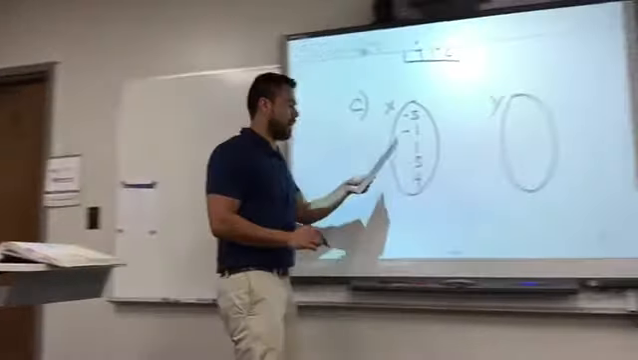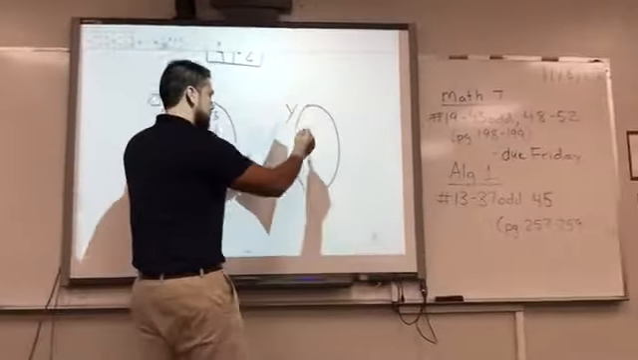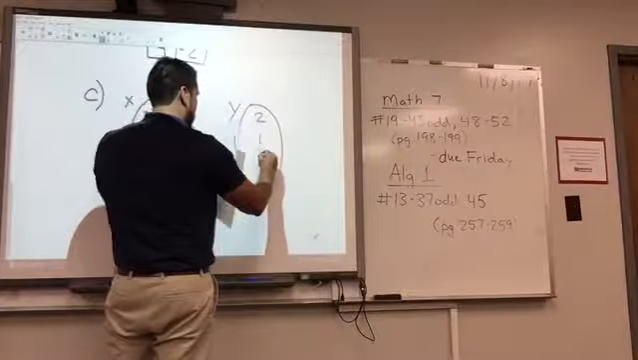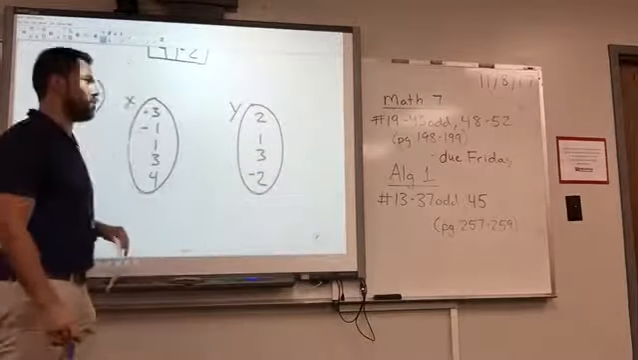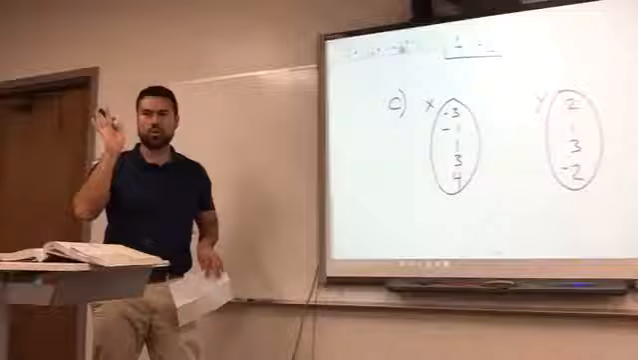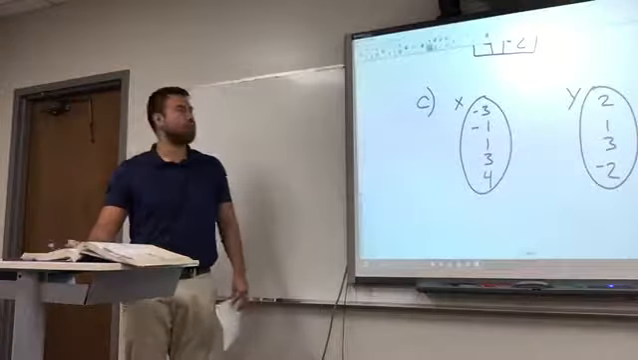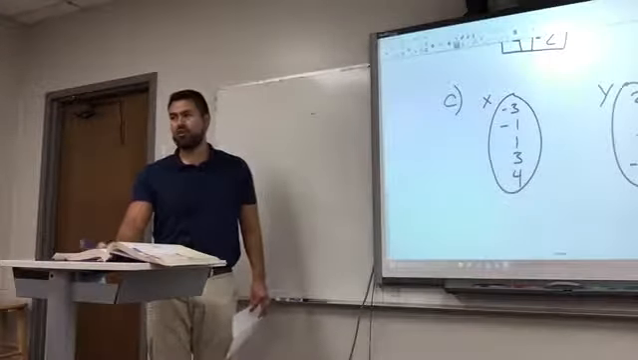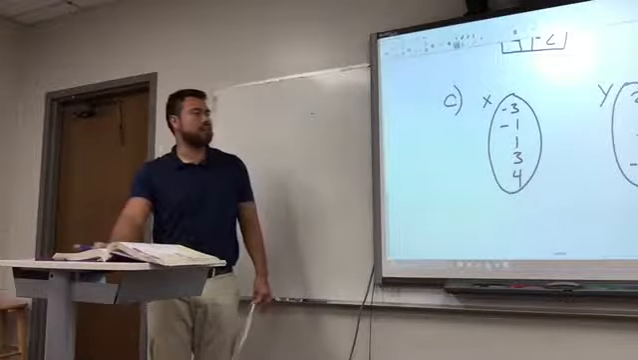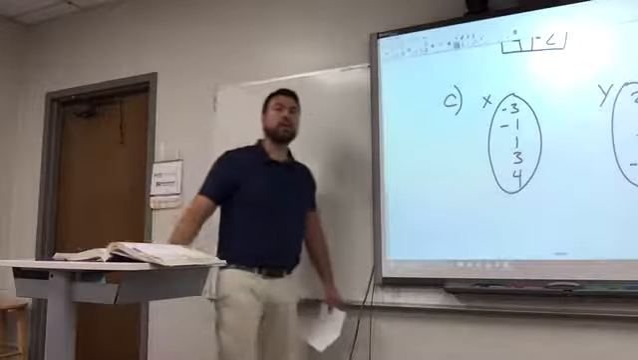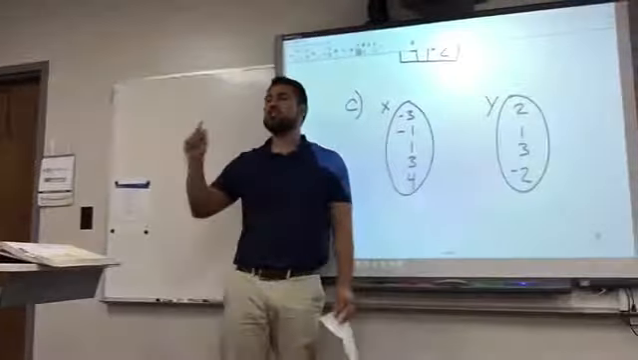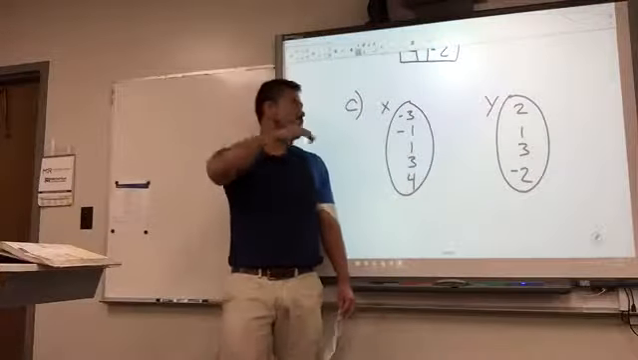And then I'm going to write out all the range values, and I just did this in a different order. 2, 1, 3, -2. I didn't do it in order. I don't require it in order for A, B, and C so far. Okay? Now, what you're going to do is you're going to show me the pairs with the circle mapping.